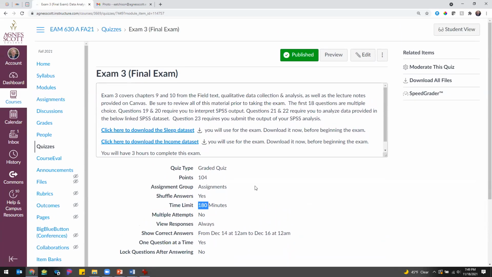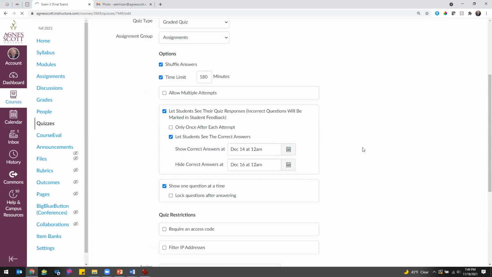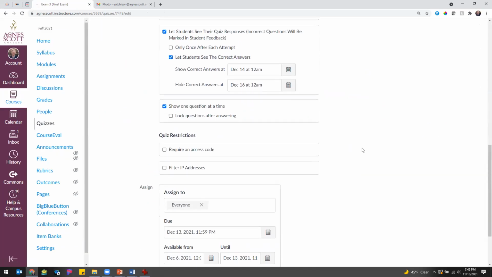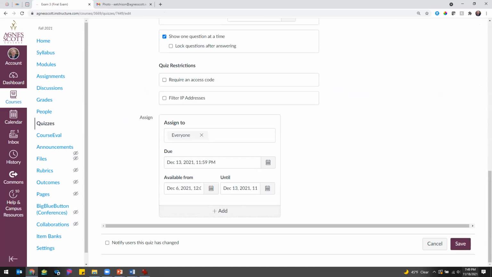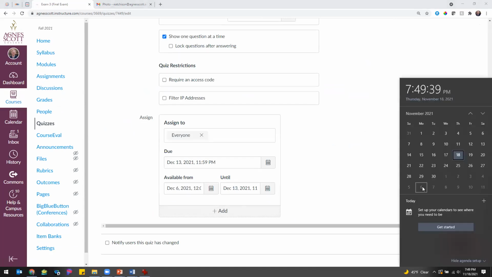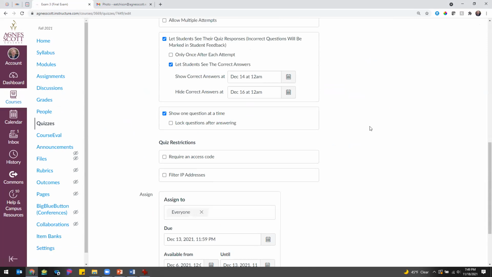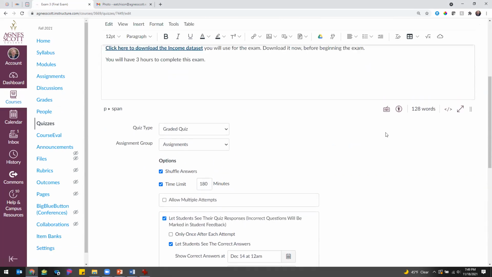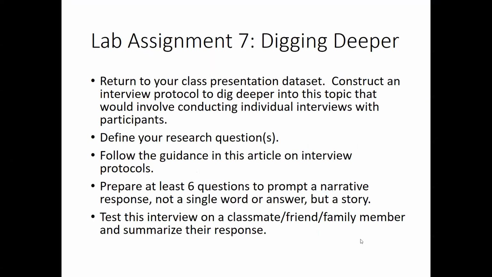It will not open until December 6th. So that's just protocol for final exams. Okay, y'all? Got it? Any questions?